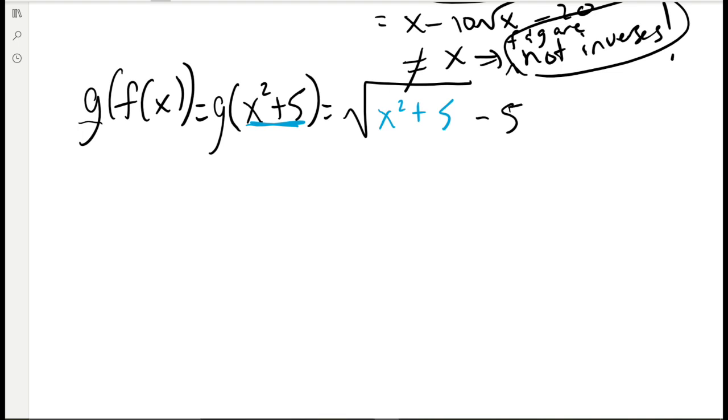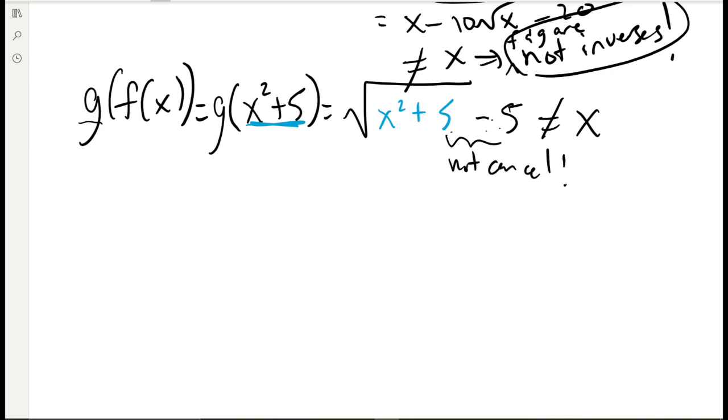And then you can clearly see here that there's no way that the 5 and the minus 5 can cancel out. There's nothing that you can do here. This is not equal to x. Please do not be tempted to get rid of the 5 and the negative 5, because this negative 5 is outside the radical, so it will not cancel. This will not cancel.